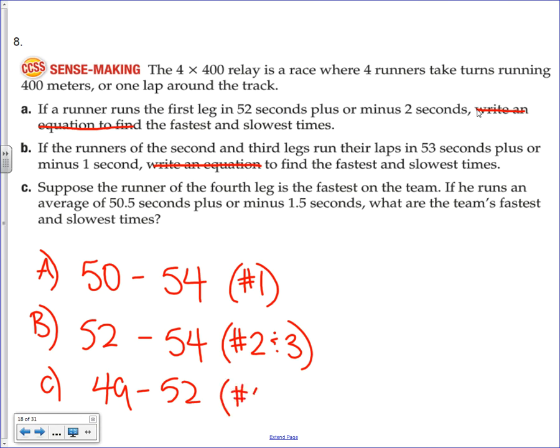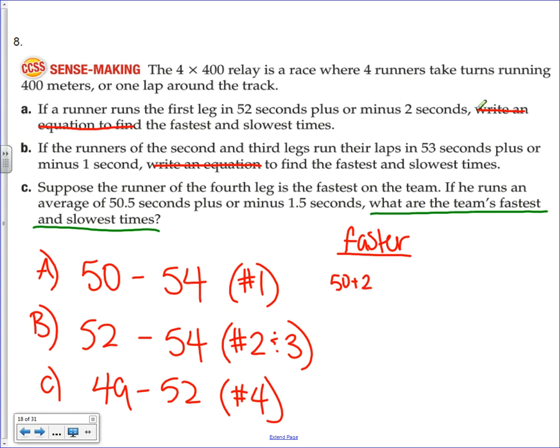Now, if you read this carefully, they want you to know what are the team's fastest and slowest times. The faster the time, the lower that number will be. Okay, so I'm going to take all of these lowest numbers and add them. I'm going to make sure I put 52 in there twice because that's runners numbers 2 and 3. Okay, so runner number 1, runner number 2, runner number 3, and runner number 4. So the fastest time they could run is 2:03.